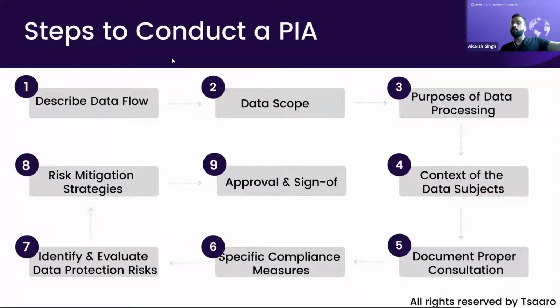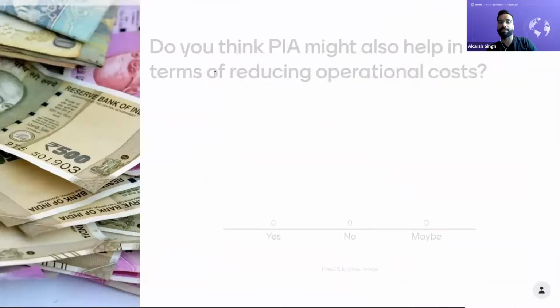Think about data. Think about the purpose of processing. Think about why we are processing. Think about whether this processing is right. Think about risk mitigation strategies. Think about approvals and sign-offs. You will think about all of these things and our PIA will be complete.